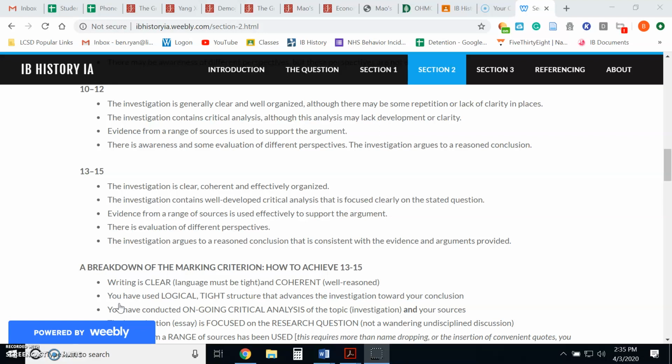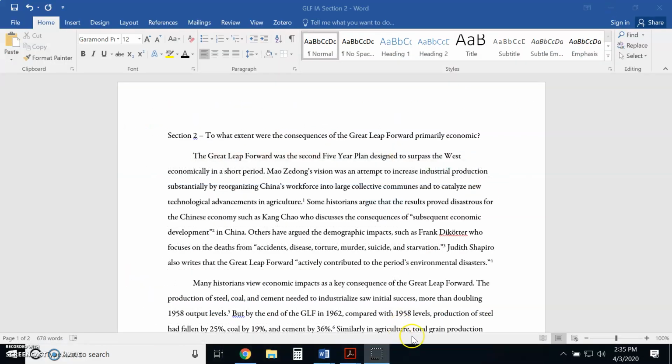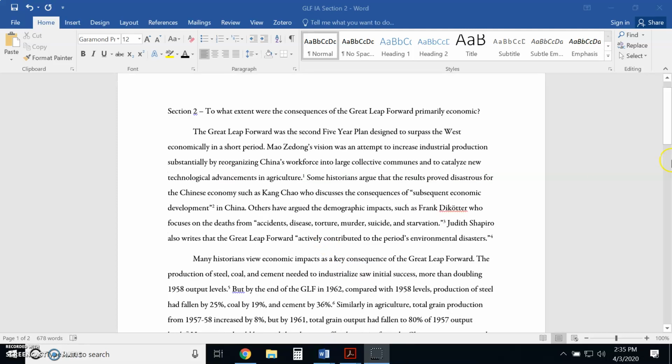So I know that your IA is coming due here in a couple of days, and so I wanted to go through a couple of different tips and strategies and give you an idea of some of the things that you should be aiming for on your Section 2 for your rough draft. As you are probably aware, I have been writing an IA with you.